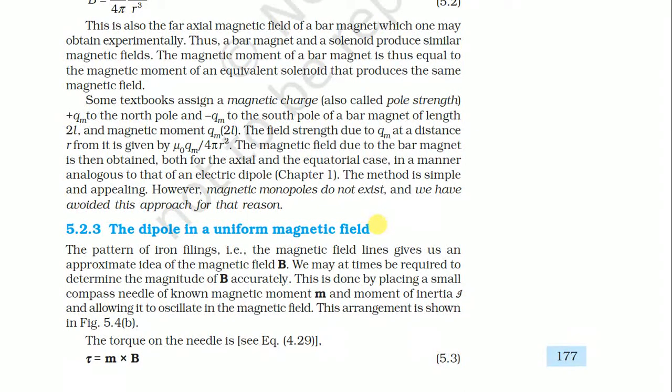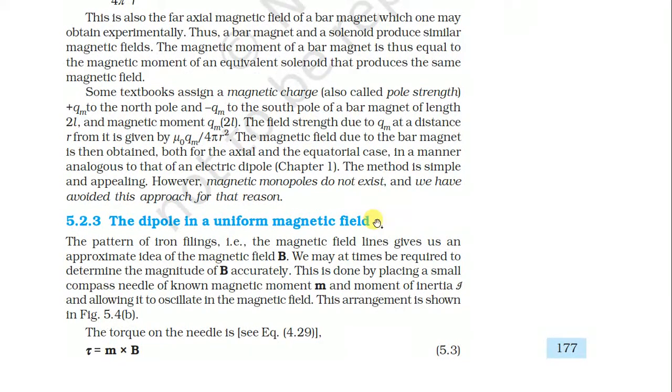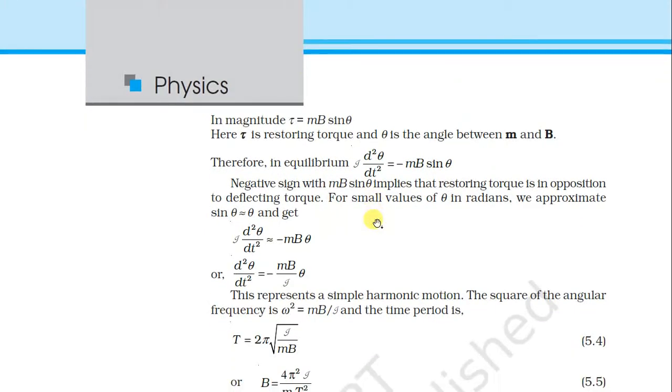The torque on the needle is τ = M × B. How much torque is applied on that? M × B. So what is M? M is the magnetization, or otherwise the magnetic moment. So magnetic moment multiplied by the field, cross product. So we will get the magnitude τ = MB sin θ, where τ is the restoring torque and θ is the angle between M and B.